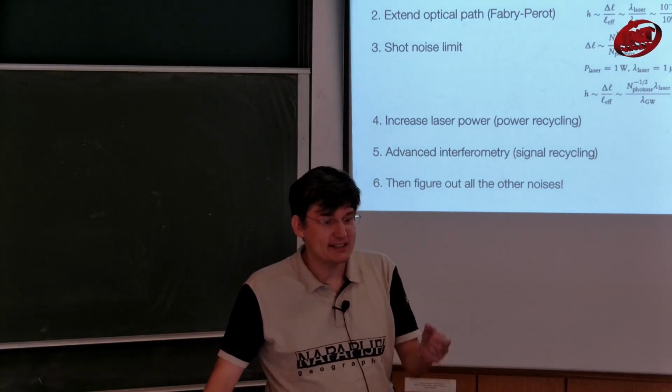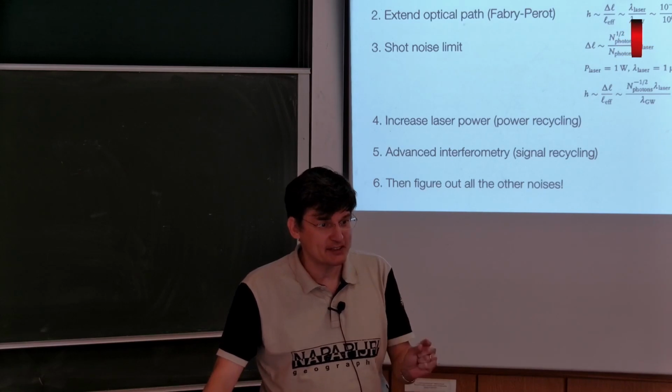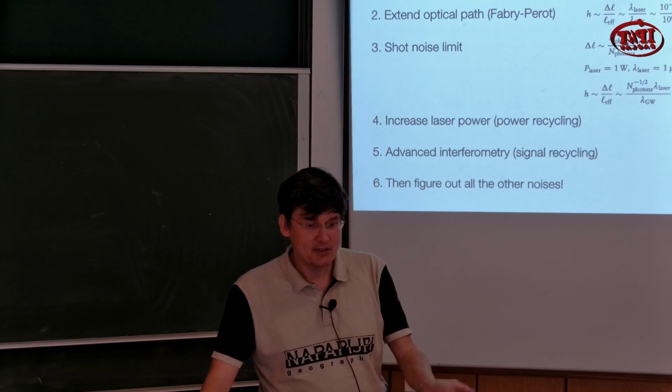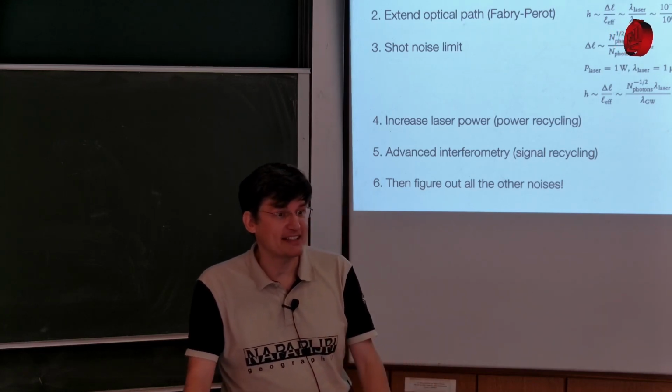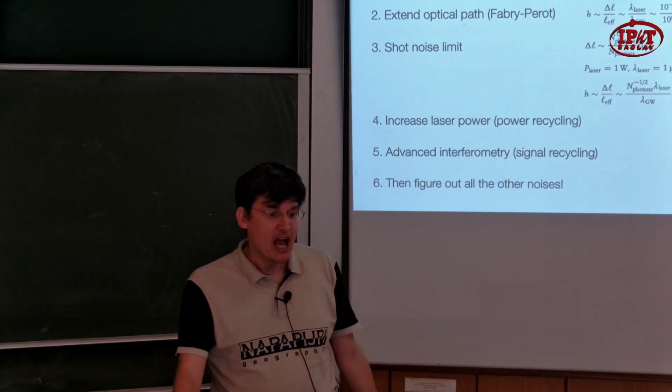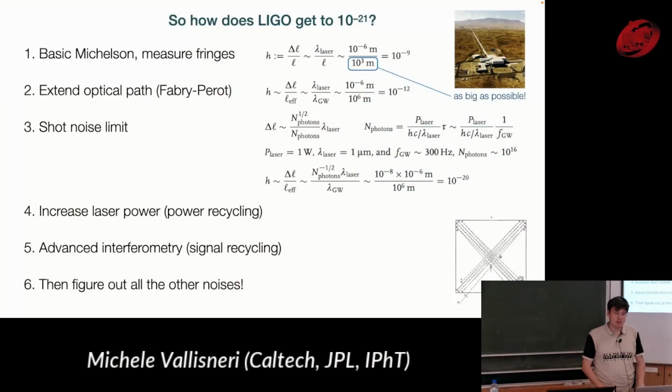But if you do that, let's say we can resolve one fringe of the laser, one wavelength over the length. That's a micron over a kilometer. That's 10 to the minus 9. Okay, it's way far from what we need, which is 10 to the minus 21. So can we extend the effective length of the instrument?